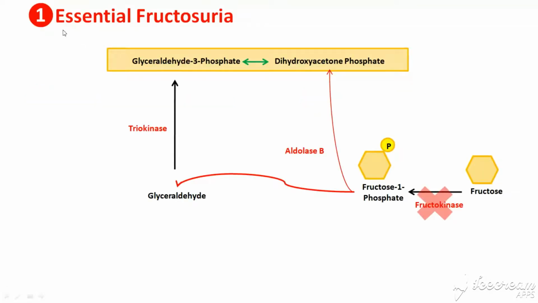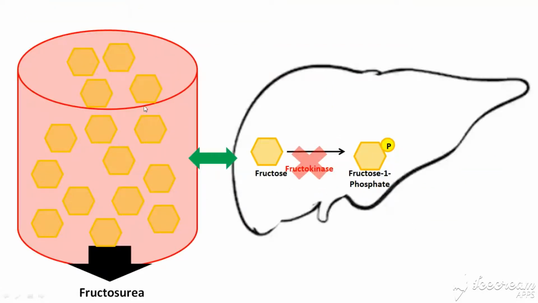Okay, so essential fructosuria is a deficiency in the enzyme fructokinase, and this is basically the first enzyme in the fructose metabolism pathway. So in essential fructosuria, fructose is not going to enter the hepatocytes. Now fructose is going to remain inside the blood and it's going to be excreted in the urine. That's why it's called fructosuria. This is a benign condition because the extra fructose is going to be excreted into the urine and it's not going to deposit in any tissue and cause damage.